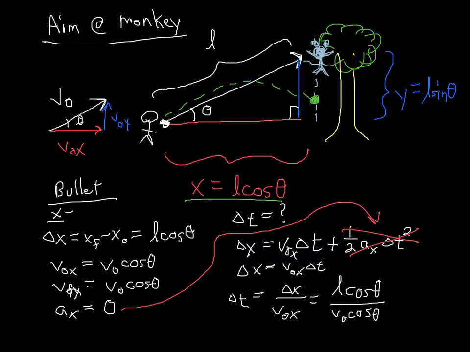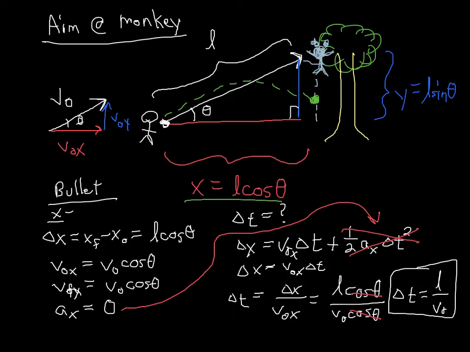Cosine up top, cosine on the bottom. My cosines cancel out, and I get a change in time that's going to be equal to L divided by v0. So that is the total time that this dart is in the air. And that time is going to be very useful because it describes the time that it's in the air for the x direction. It describes how long the dart is in the air in the y direction, going up and down. It describes the total time I'm arcing over, and it describes the total time that this monkey is falling.